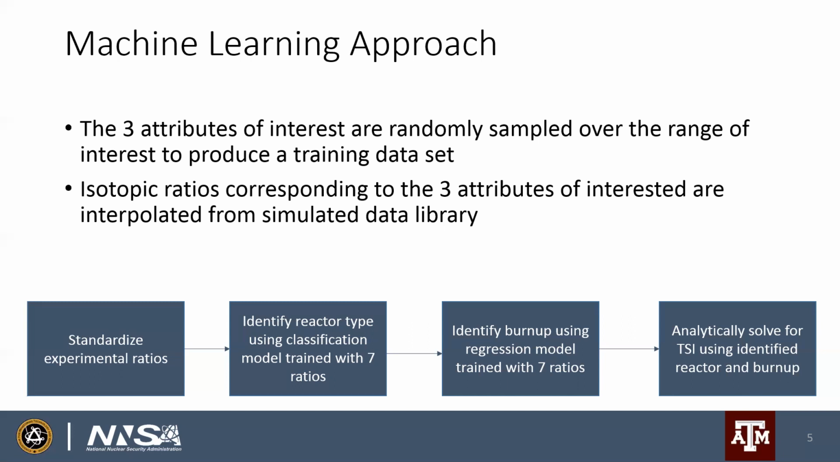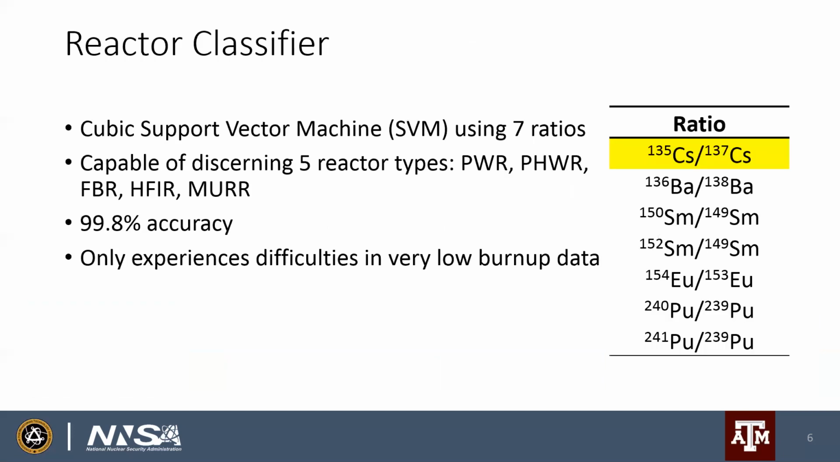and we train those with a different set of 7 ratios. It's a very similar set, but there's a slight difference. And then we actually found, because we know the reactor type, or we're predicting the reactor type and predicting the burnup, we can analytically solve for the time-sensitive radiation. So a little bit more about those models.